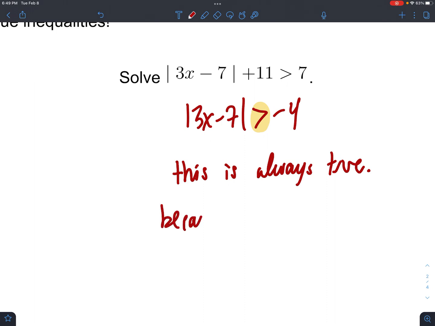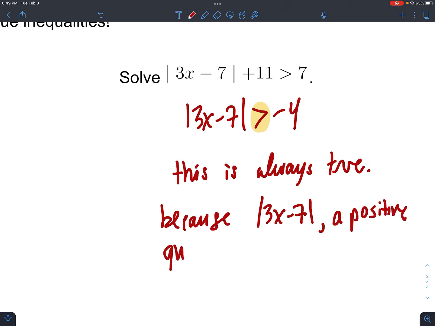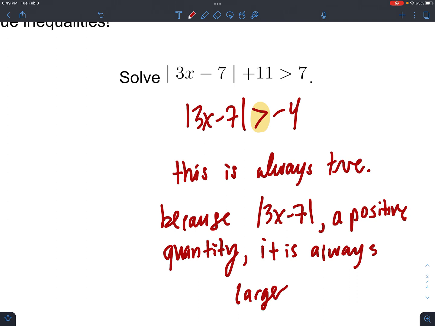Because whatever this absolute value quantity is, it's a positive quantity. I don't know what it is, but I know it's not negative. I know it's positive. And because it's a positive number, it is always larger than -4. Right? A positive quantity is always larger than -4. So this statement is just a true statement.